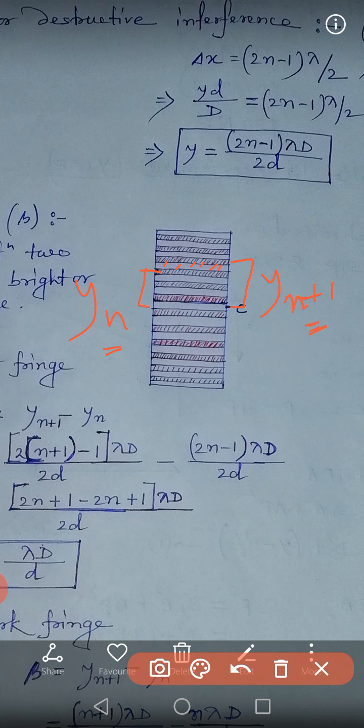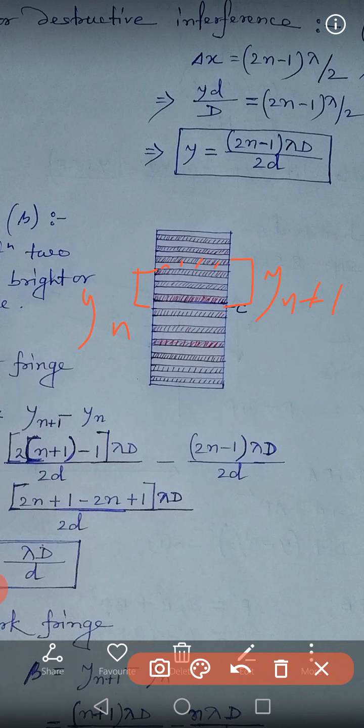So can we say that the width of a bright fringe can be calculated by subtracting the positions of two consecutive dark fringes. Here, which two consecutive dark fringes did we take? From C to this one was yn plus 1, one dark fringe. Next, from C to this one was yn. So we have taken two consecutive dark fringes. If you subtract, we get the width of a bright fringe.